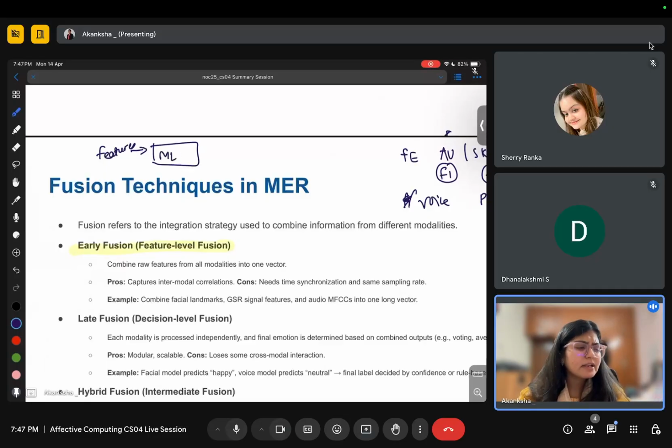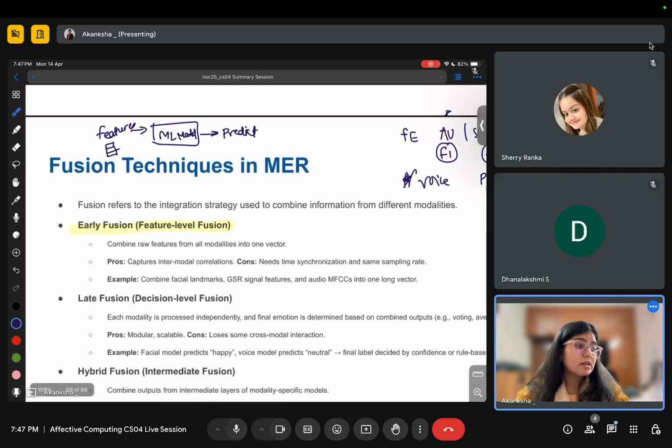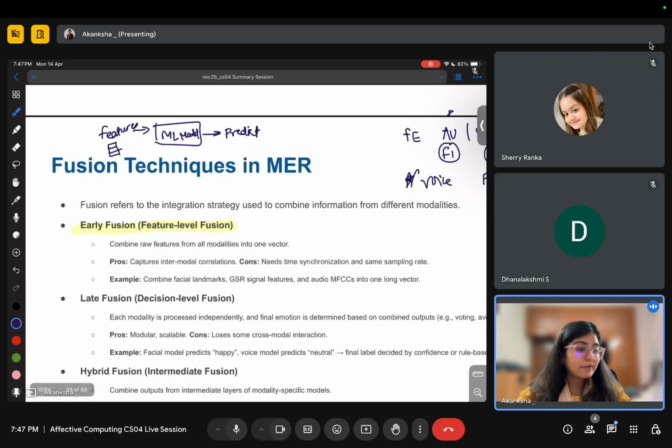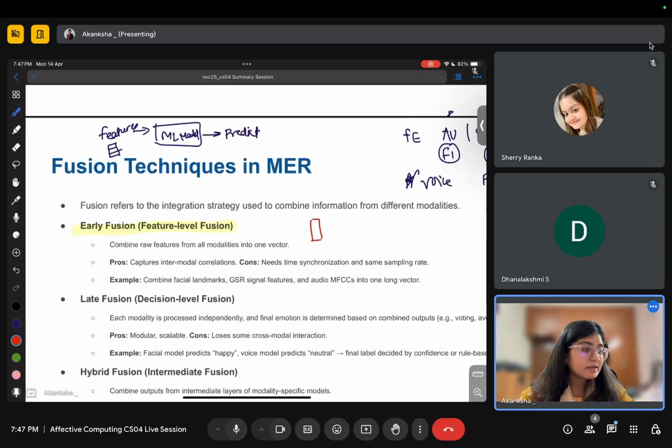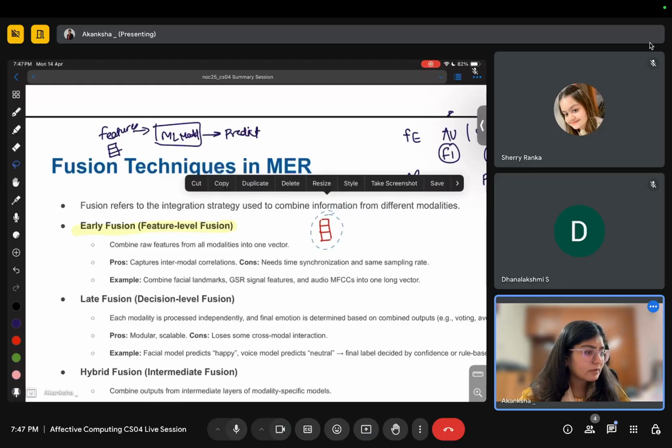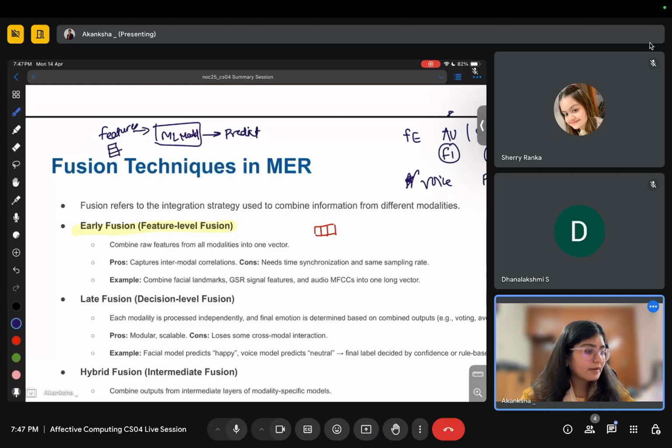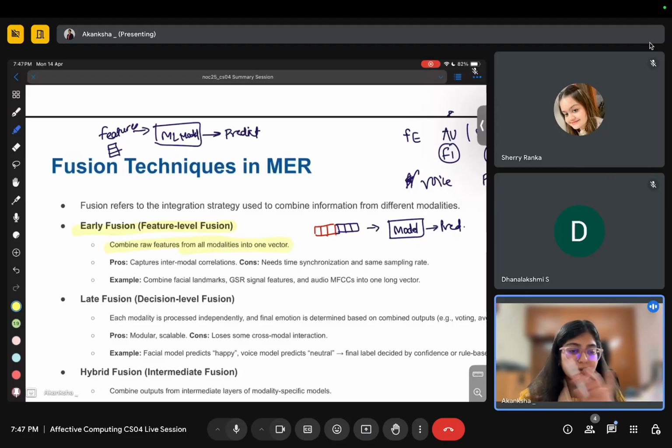There is an ML model or a DL model. It takes, processes, and gives the prediction. We represent the features like this. Now early fusion means that I am combining these features in advance. So if I have these red features, meaning the facial expression features, and then I have voice features, I combine them already and then feed them to the model, and it predicts. So it is fusing or combining raw features from all modalities into one vector.